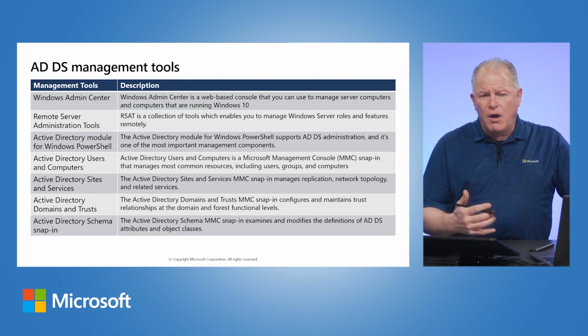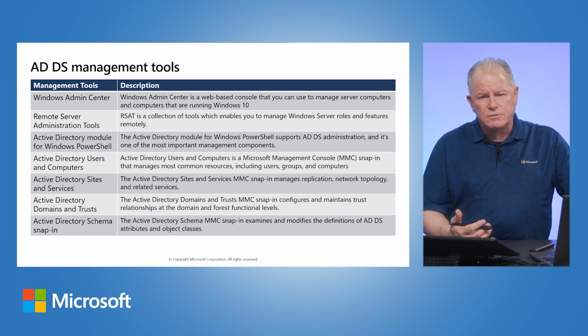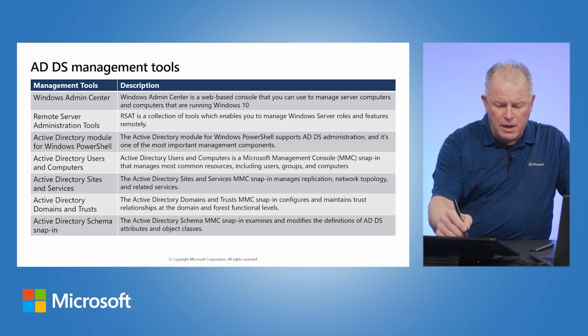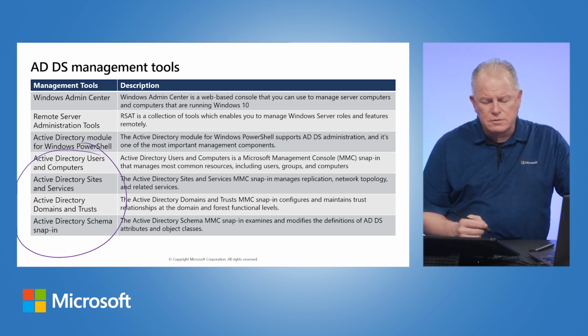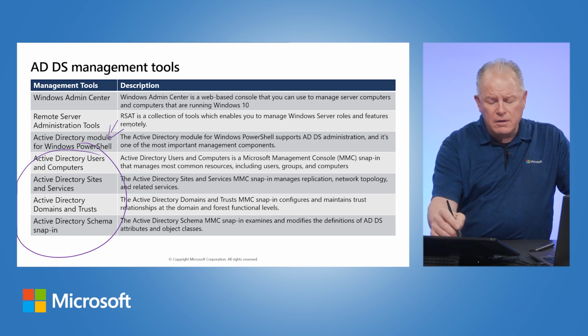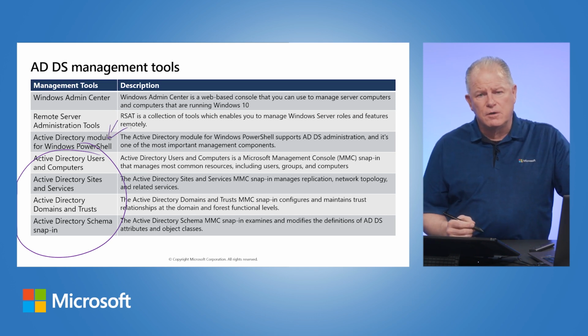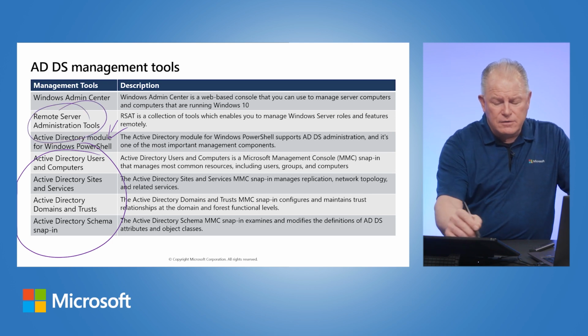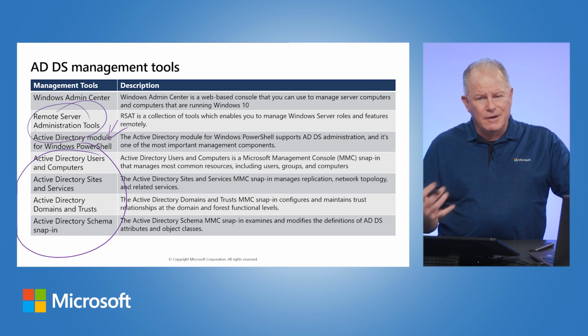We've got some RSAT tools, the remote server administration tools. You can install them on your workstation. They give you a set of Active Directory Users and Computers, Sites and Services, and Domains and Trusts, which are a set of what are called MMCs, or Microsoft Management Consoles. We can do all of this by installing the PowerShell modules for Active Directory Domain Services. We've got those RSAT tools, where you can install them onto a Windows workstation if you were to administer this remotely.